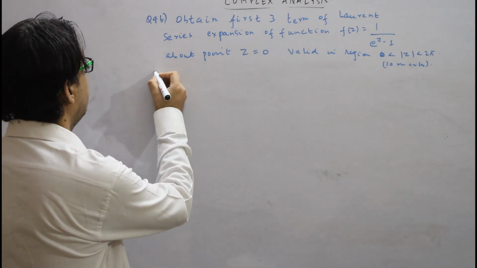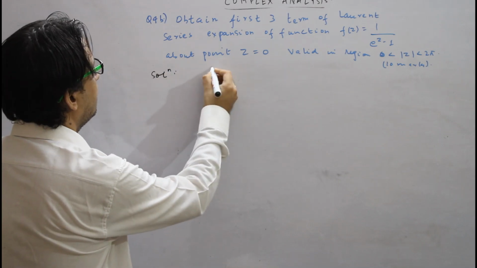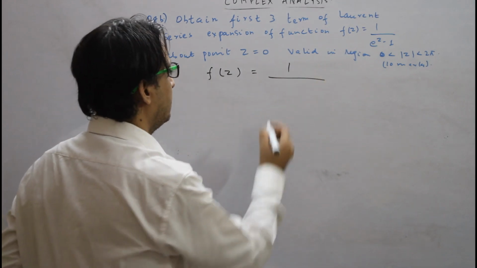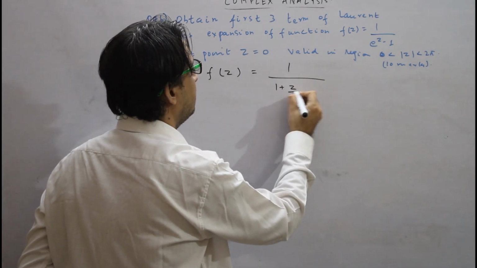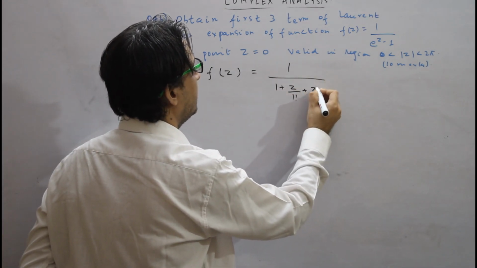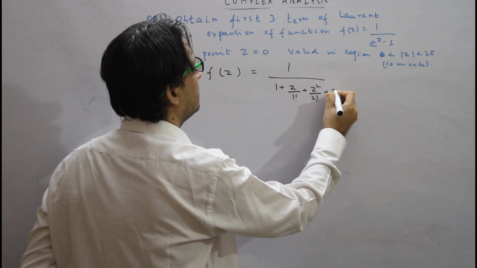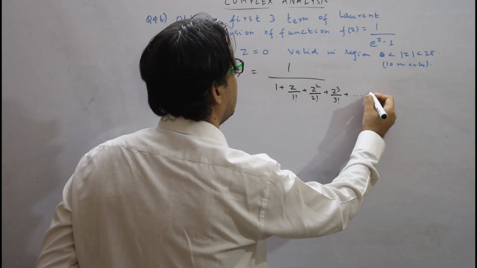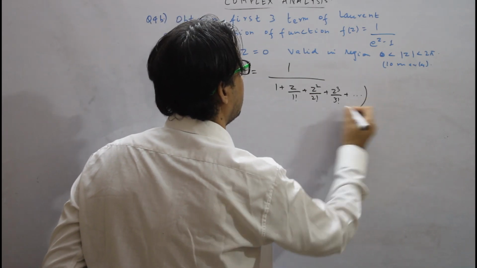So what will I do? I will write my solution f of z and I will expand e to the power z. This is 1 plus z by 1 factorial plus z square by 2 factorial plus z cube by 3 factorial, and so on.